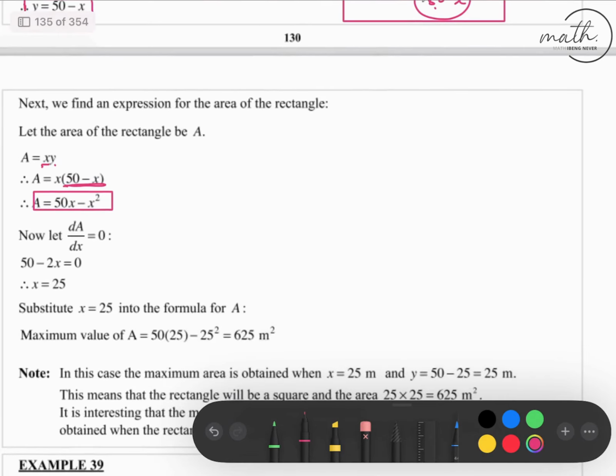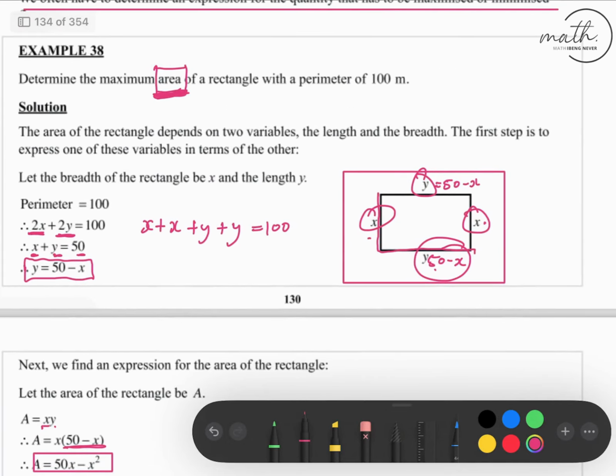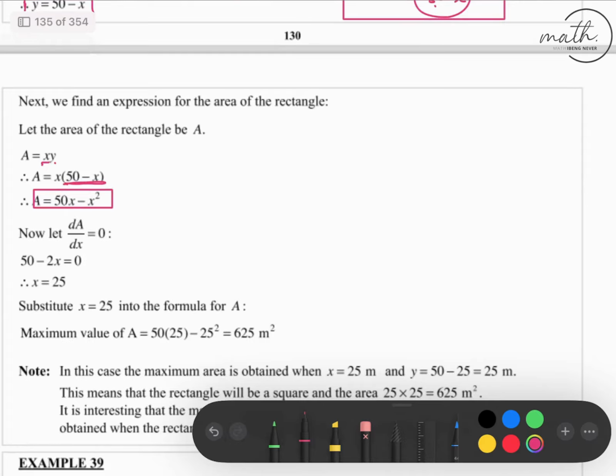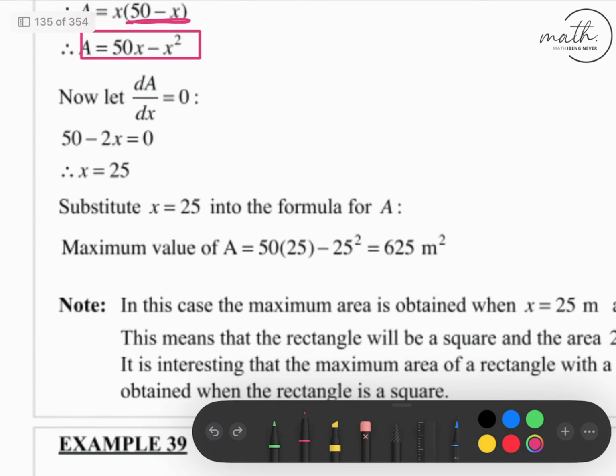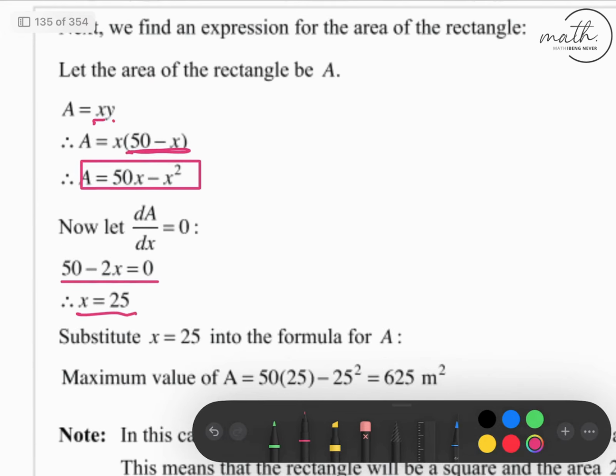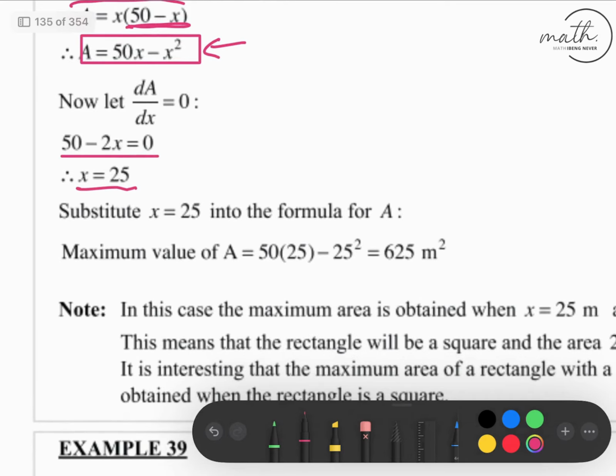Now, to find the maximum, just find the first derivative of that and equate it to 0. As you can see, first derivative, and then solve for x, you get 25. Take the 25 and put it into the original area equation there. Then you get the maximum.